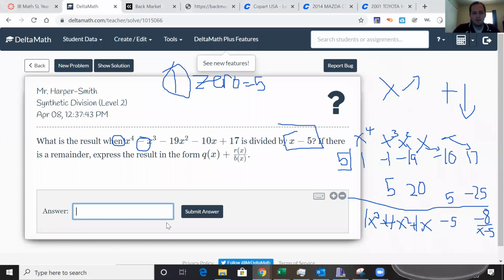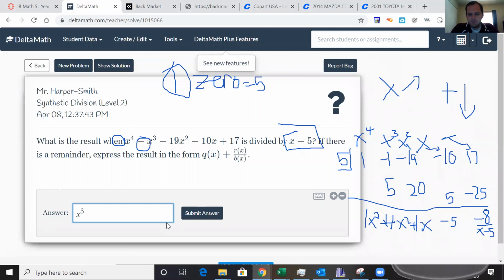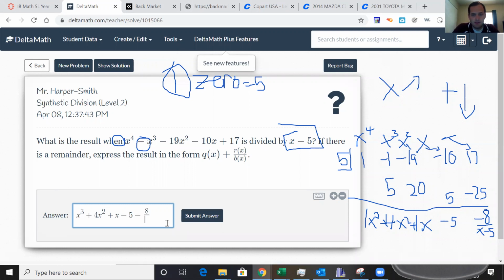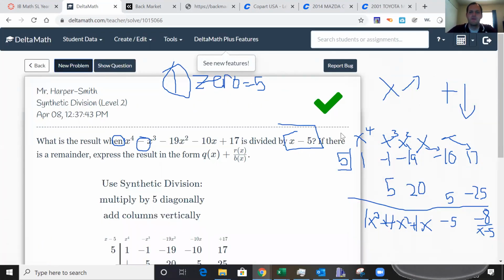All right, so here we go. X cubed plus 4x plus 1. No, don't have to put the 1 though. That one needs a squared. Minus 5 minus 8 divided by x minus 5. And that should work, hopefully. Woohoo! We did it. Awesome, awesome.